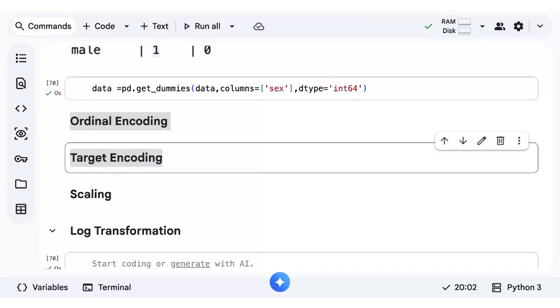Ordinal means some order will matter. So order matters, rank matters. And target means we will target a specific column. Comparing with a target, like how important it is with respect to the target. Okay. Yeah.